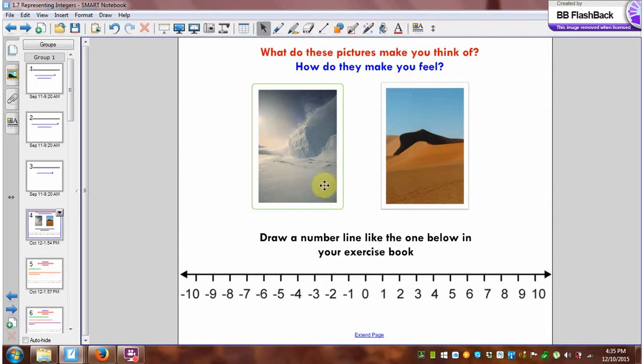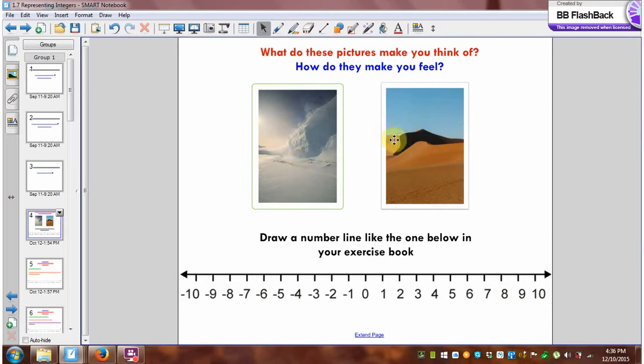Okay, so on one side we've got this really, really cold looking picture. It makes you think of winter or Antarctica or the Arctic. I would think of like 50 degrees below zero. And over here it maybe makes you think of summer and hot, warm, the desert, dry, maybe like 35 degrees above zero, 35 degrees Celsius. Okay, so just keep that in mind.